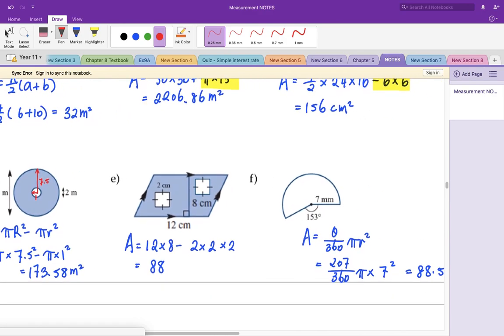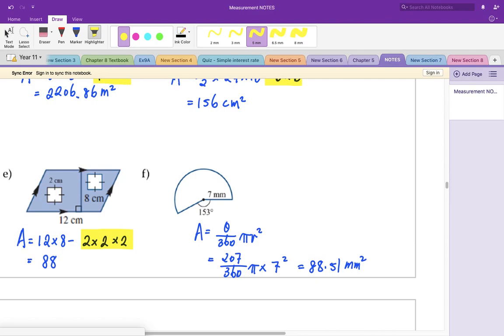Question E is a parallelogram, taking away two squares, right? Once again, take away and minus them at the end. So for the two squares, it's easy. 2 times 2 for each, and there are 2 of them, so 2 times 2 times 2. And for a parallelogram, you do base times height, that's all. So 12 times 8 is the whole thing. Take away the 2 squares.